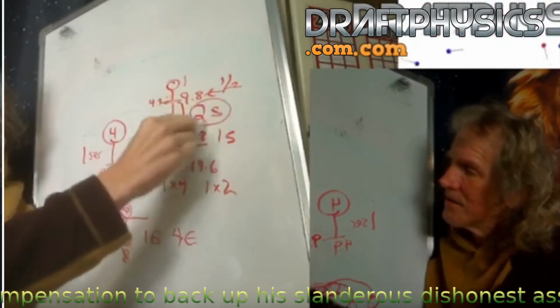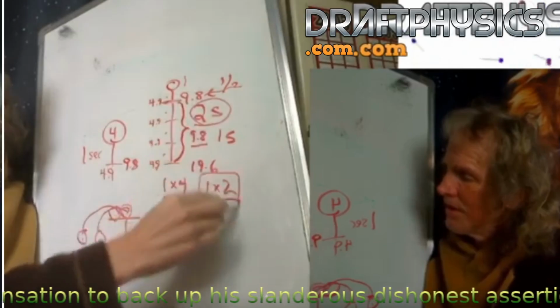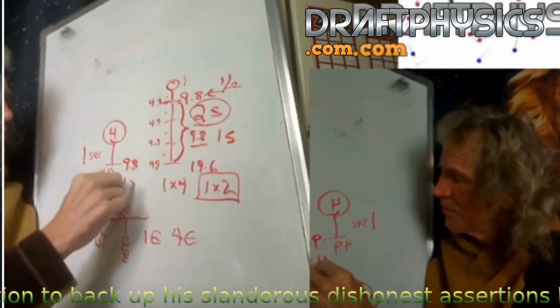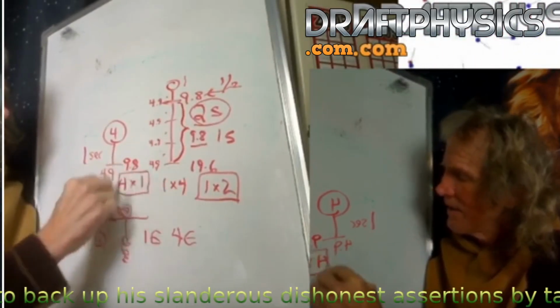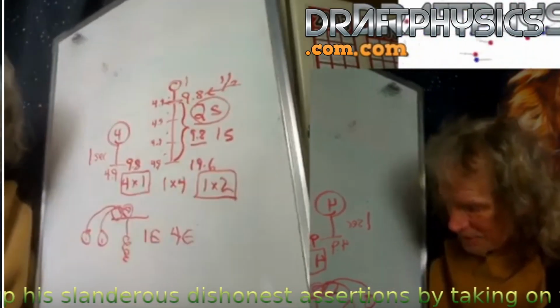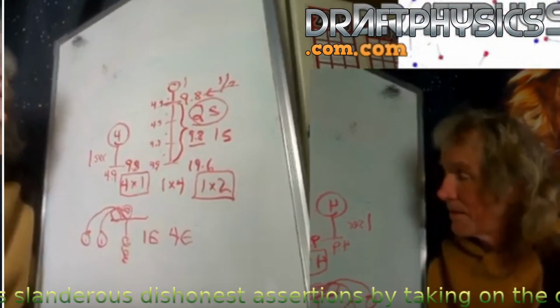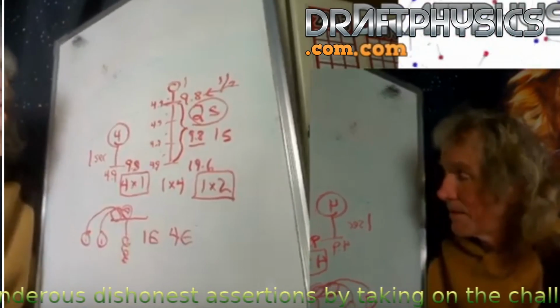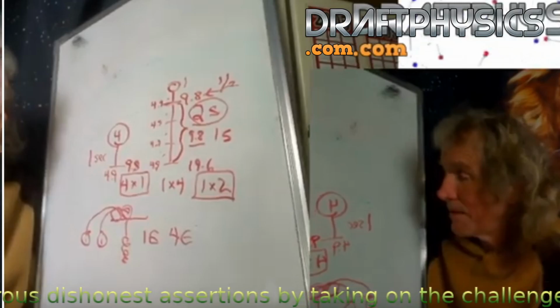1 times the time, 2 seconds. 1 times the 2, and this is obviously 4 times 1. So this has obviously got twice the energy that this has. Twice the weight, twice the energy. It doesn't work any other way.